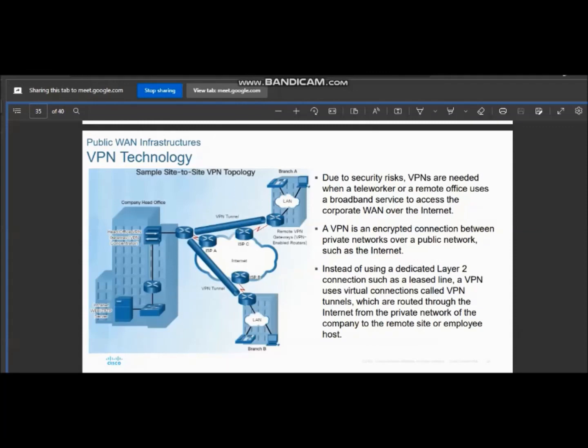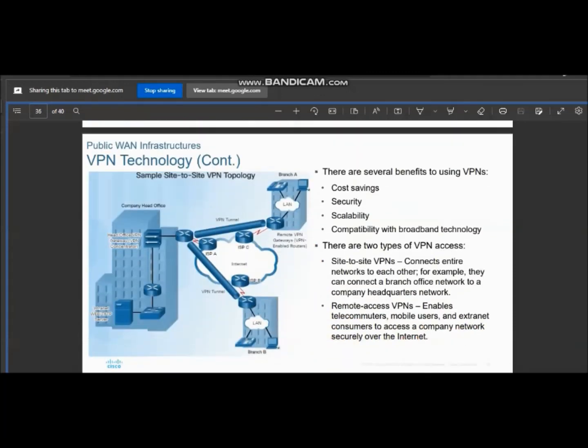Next is VPN technology. Due to the security risk, VPNs are needed when a teleworker or a remote office uses a broadband service to access the corporate WAN over the internet. A VPN is an encrypted connection between private networks over a public network such as the internet. Instead of using a dedicated Layer 2 connection, such as a leased line, a VPN uses virtual connections called VPN tunnels, which are routed through the internet from the private network of the company to the remote site or employee host.